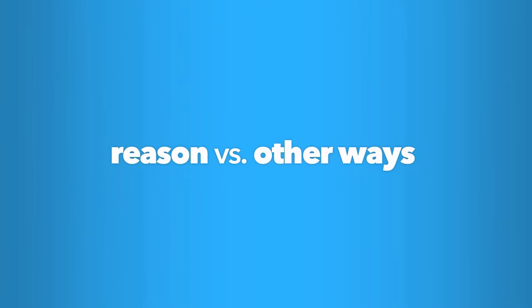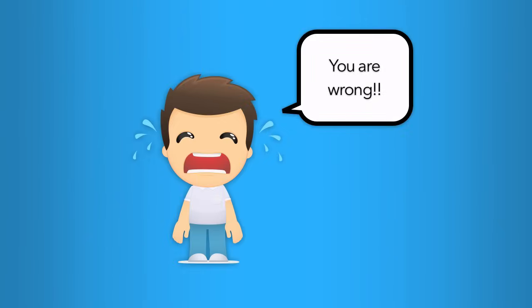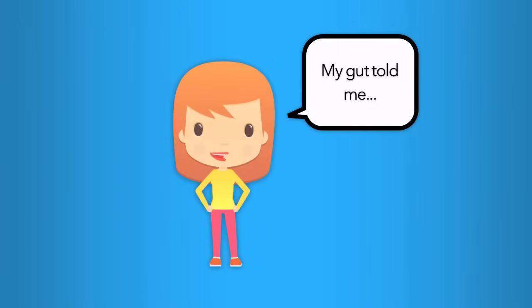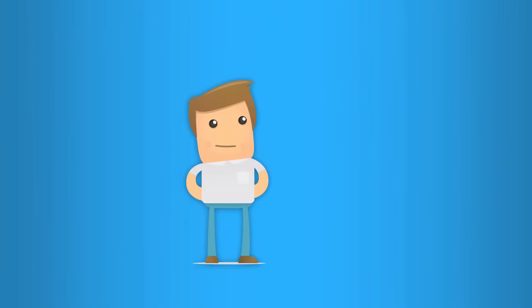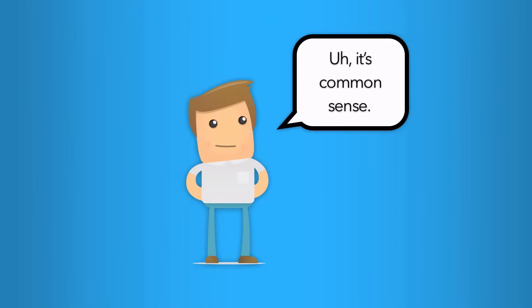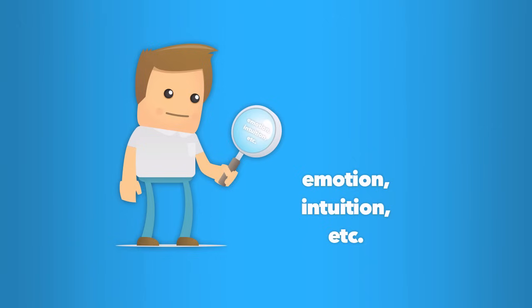We will compare reason with other ways of judging or reacting to claims. For example, people often make decisions based on pure emotion, intuition, faith, or common sense. Utilizing reason does not necessarily mean throwing these sensibilities, emotion, intuition, etc., out the window. It's not cold, hard, or unfeeling. But critical thinking requires putting these other ways of thinking and reacting under the microscope of reason.